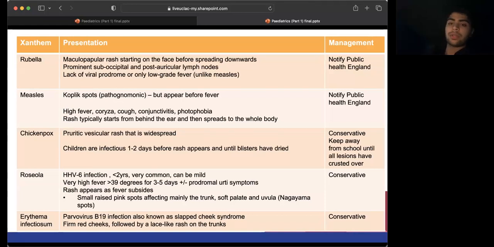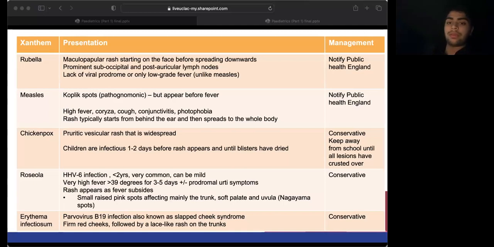And the final one that we're going to talk about is roseola infantum, which has a characteristic pattern where the fever appears before the rash, which is quite unusual, and then 5 days after the fever, the rash appears. And then you also get these small raised pink spots, which affect the trunk, the palate, and the uvula, which are called Nagayama spots, and that's managed conservatively.